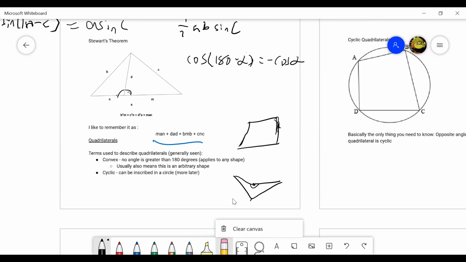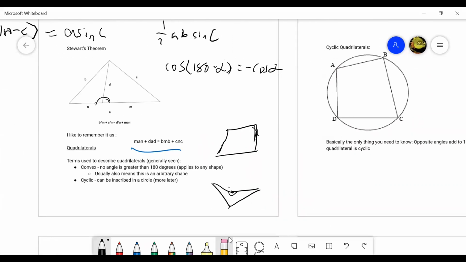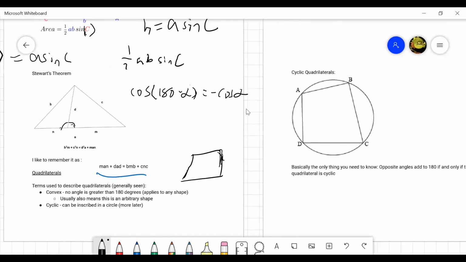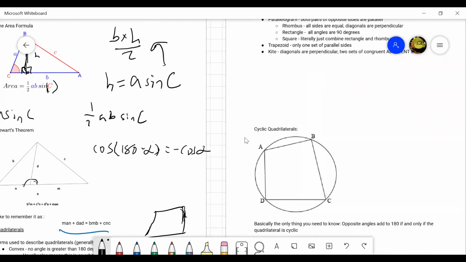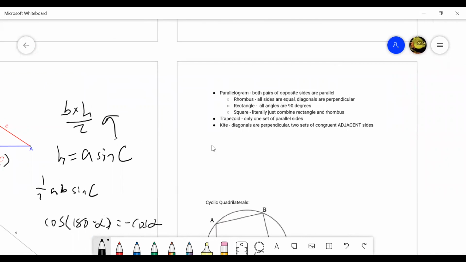And next one is cyclic, and that one just means that it can be inscribed within a circle. And these are actually probably the most important quadrilaterals you'll see, like ever. There's also a parallelogram, which is where opposite sides are parallel, and that also means that opposite sides are equal length.